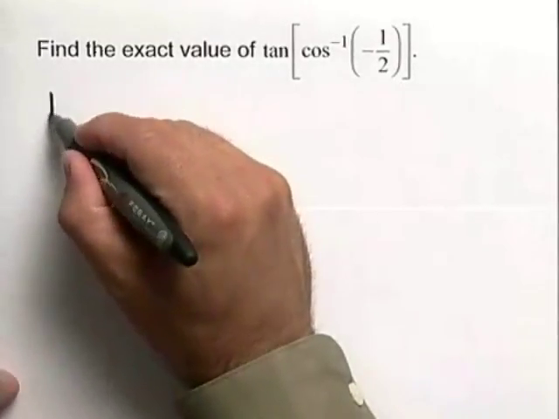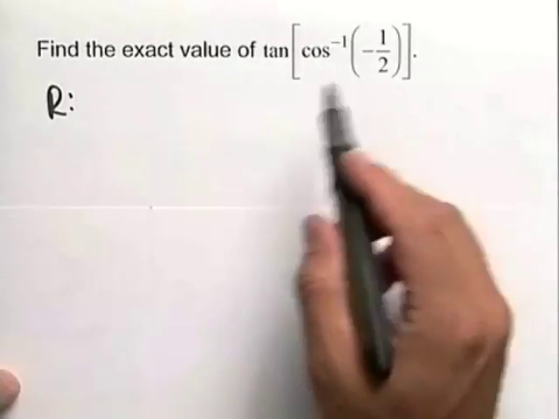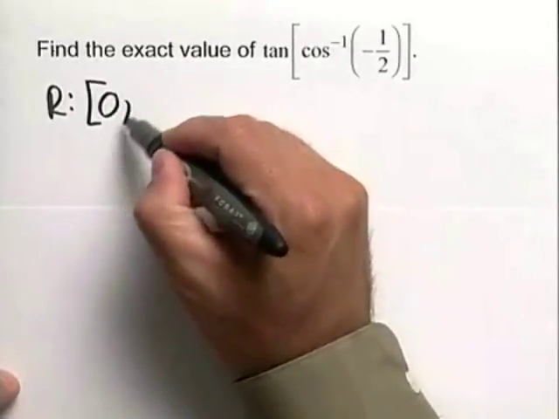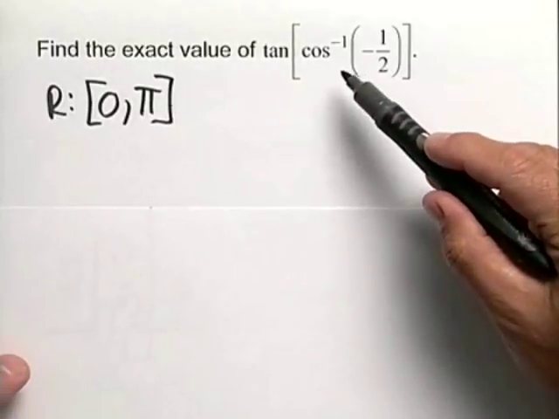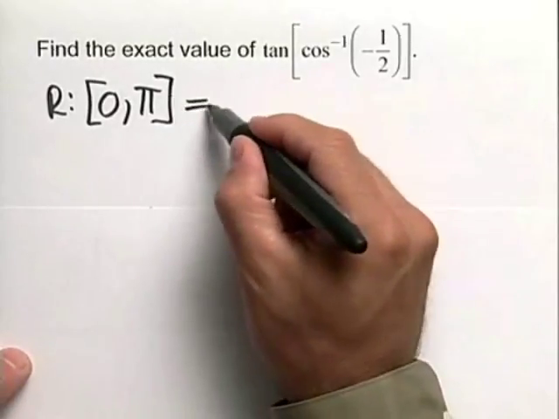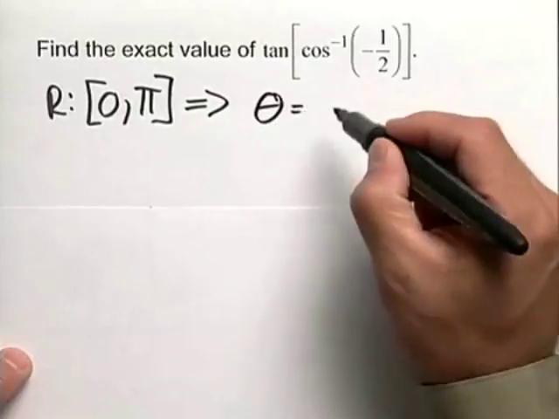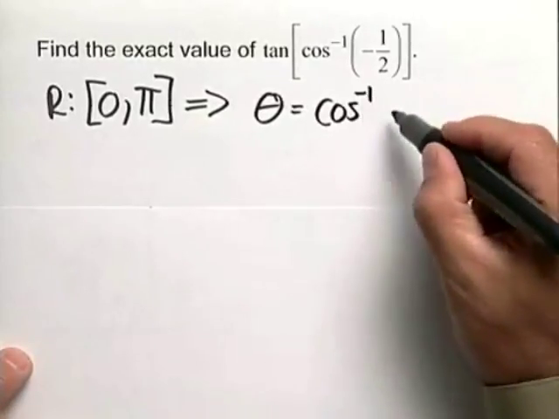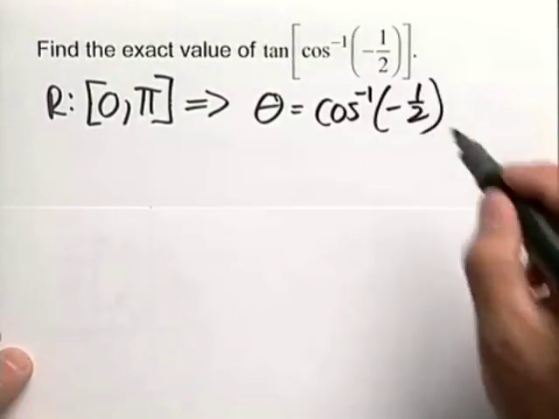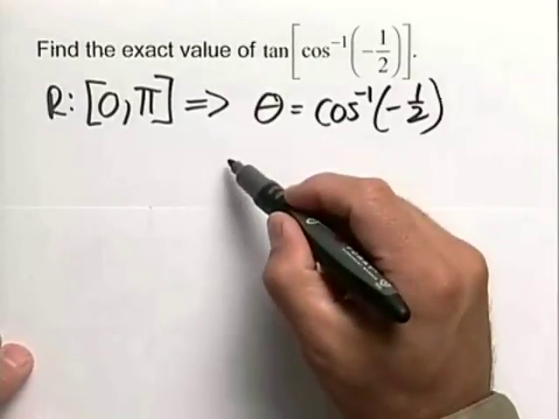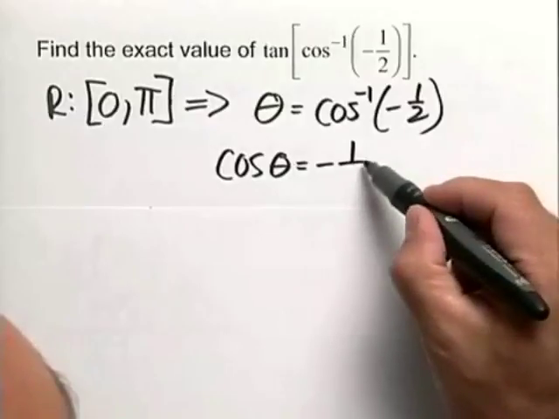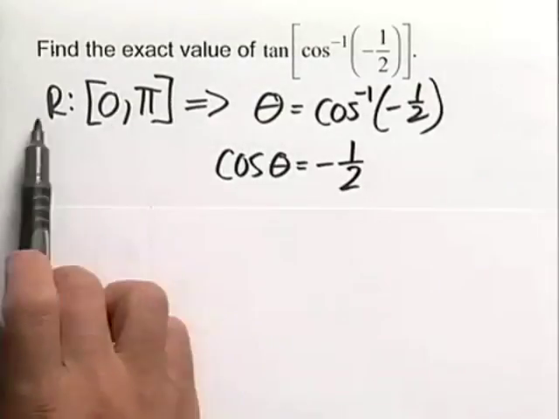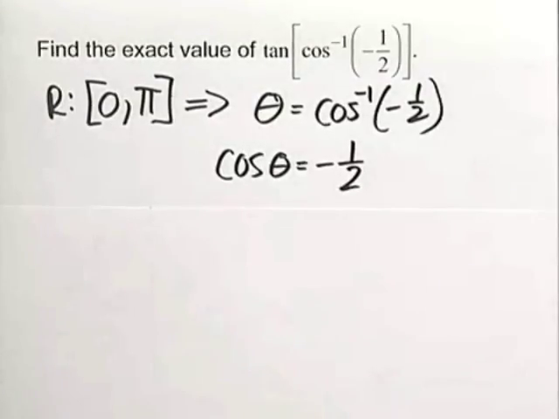Now, remember that the range of the inverse cosine is from 0 to pi. Okay? And the important thing, whenever we take the inverse cosine, is that we're looking for an angle. So let's just call it theta is equal to the inverse cosine of negative 1/2. And in some respects, it's good to take a step back and think of this as saying cosine of theta is equal to negative 1/2, as long as it satisfies our range requirements there.